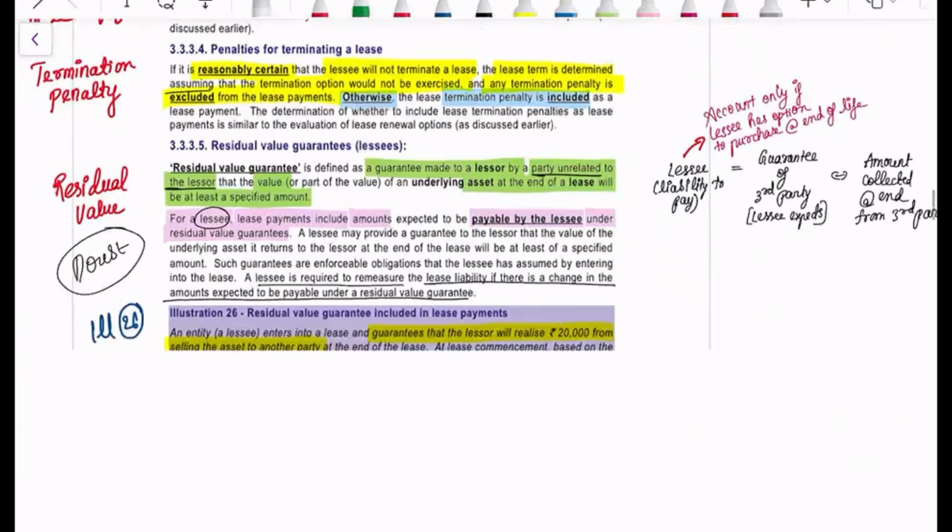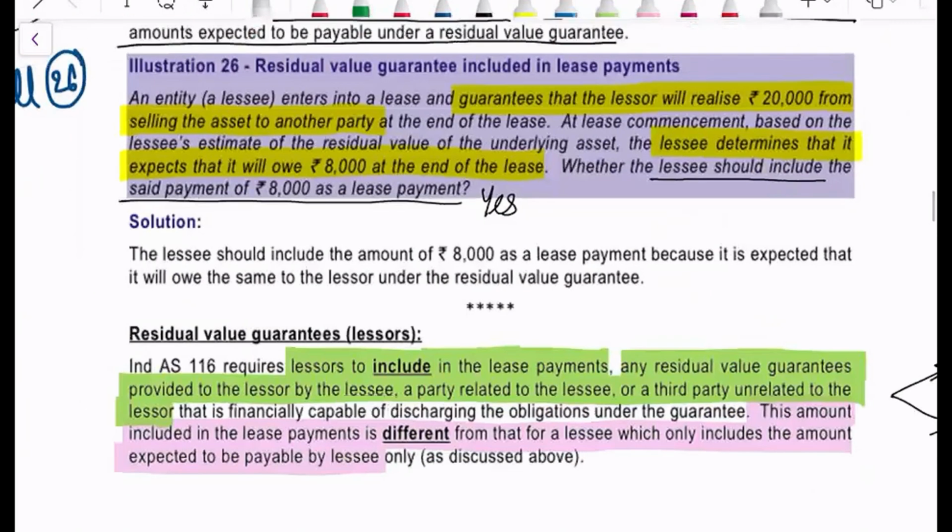So going on to illustration number 26, this talks about your residual value guarantee. Here a lessee enters into a lease and guarantees the lessor that it will realize 20,000 from selling the asset to another party. It guarantees that if you sell this asset at the end of the lease term to someone else, it will fetch 20,000. Who guarantees to whom? The lessee guarantees to the lessor. And the lessee determines that it expects to owe 8,000 at the end of the lease.